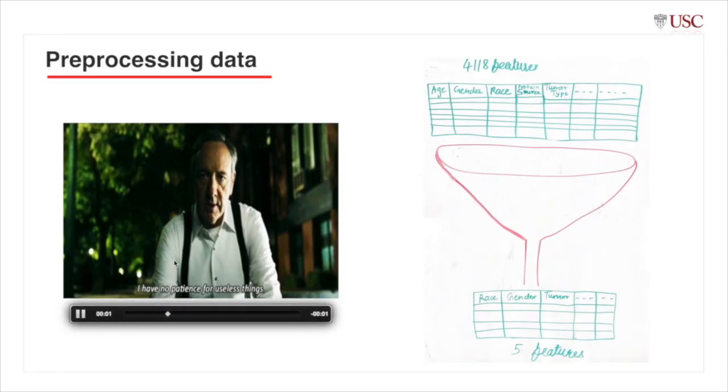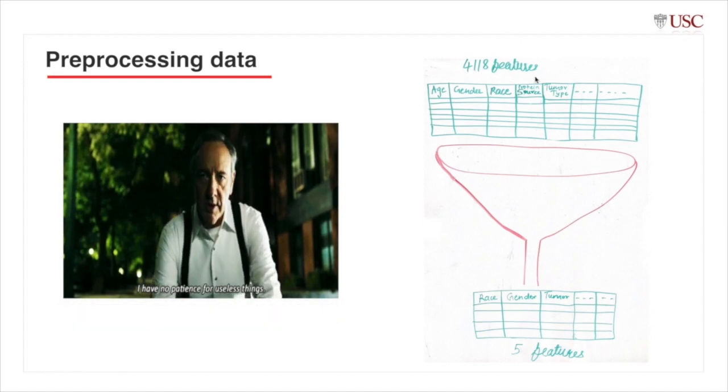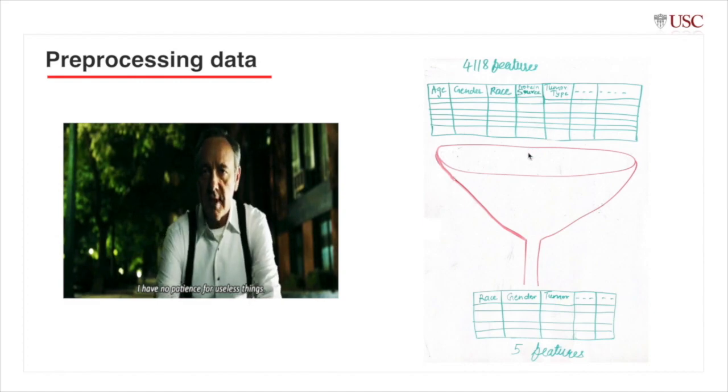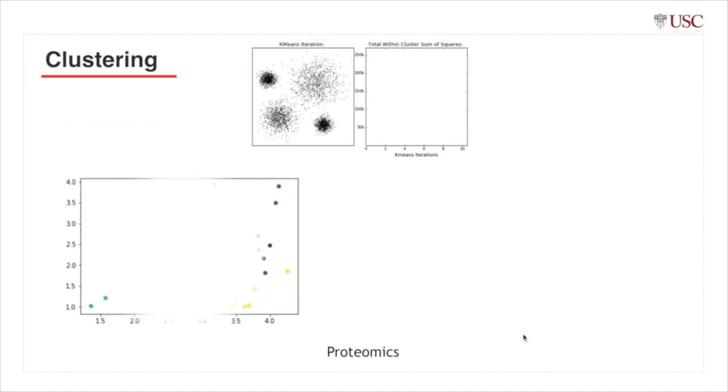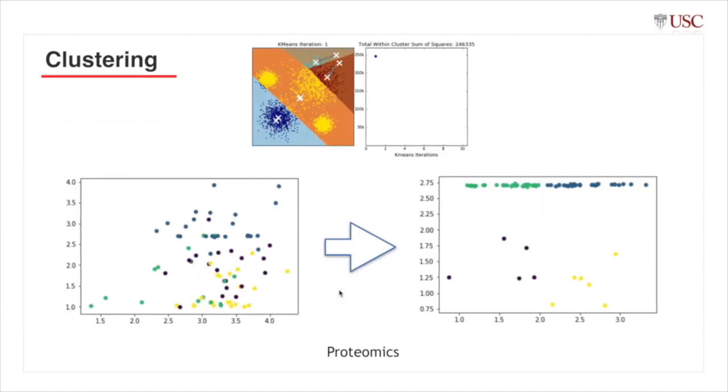Now, in pre-processing the data, we have 4118 features for both the proteomics dataset and the RNA dataset. So we need to filter out the unimportant data and only extract the most important data. After the data has been extracted, or all the important data which is related to our solution has been extracted, we need to cluster them.